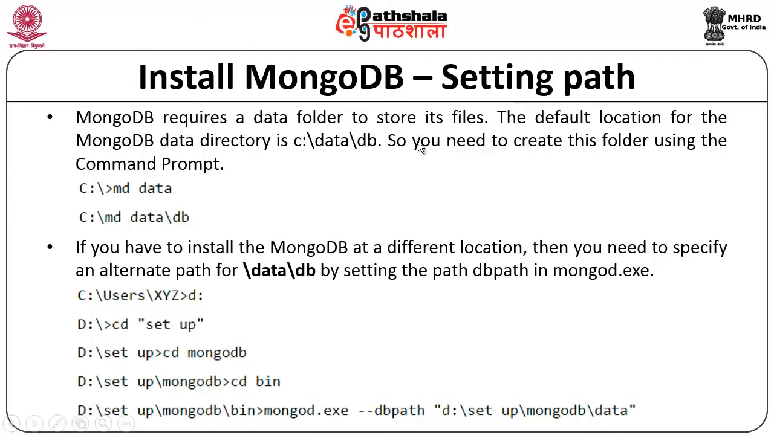If MongoDB is going to be in a different location, not in the C drive, then you need to specify an alternate path for the data/db directory. How this can be done is, you go to the respective drive and type cd setup, after which you type cd MongoDB and then cd bin. It will take you to the bin folder in which you will find the MongoDB exe file. There you will have to set the path.